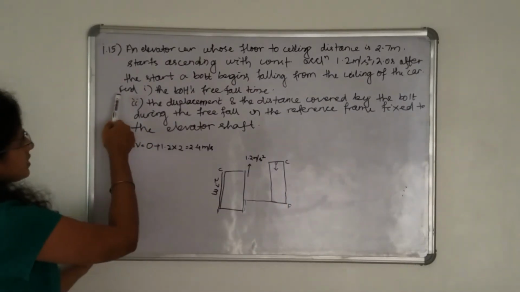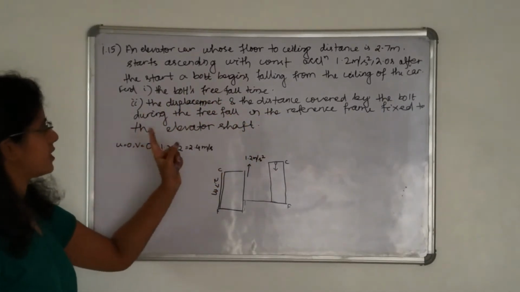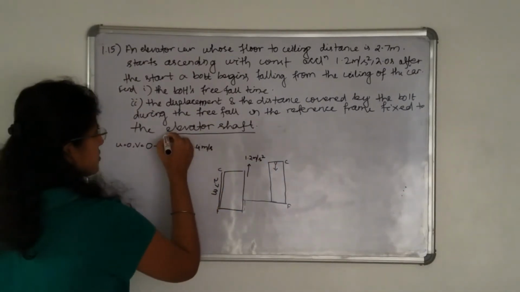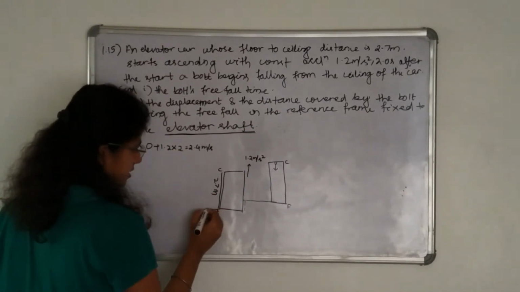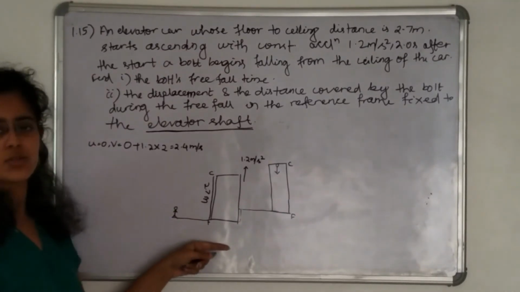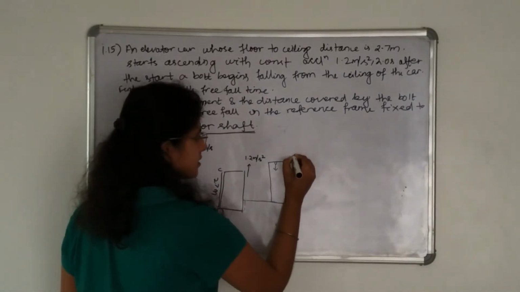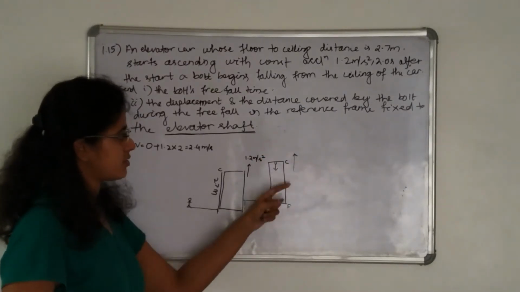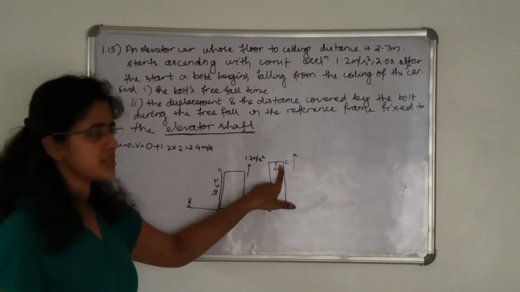So the question is, find the bolt's free fall time, the displacement and the distance covered by the bolt during the free fall in the reference frame fixed to the elevator shaft. So elevator shaft means ground. Let us take, I am standing somewhere at this position which is fixed to the ground, that is, I am in the earth frame. So for me, this elevator is going in this direction, and after 2 seconds, when the elevator is at this position, this particle started falling in this direction.